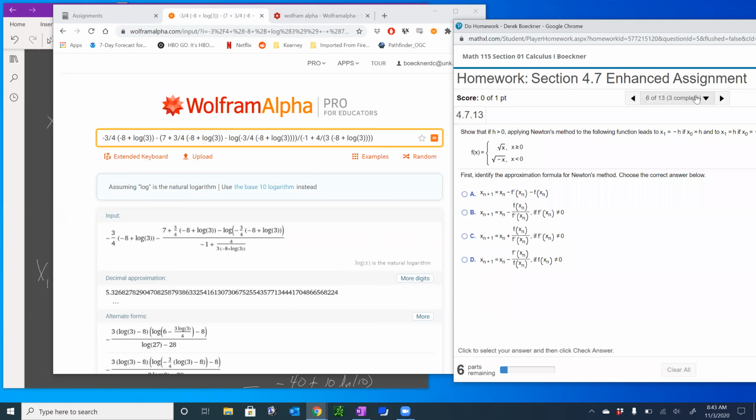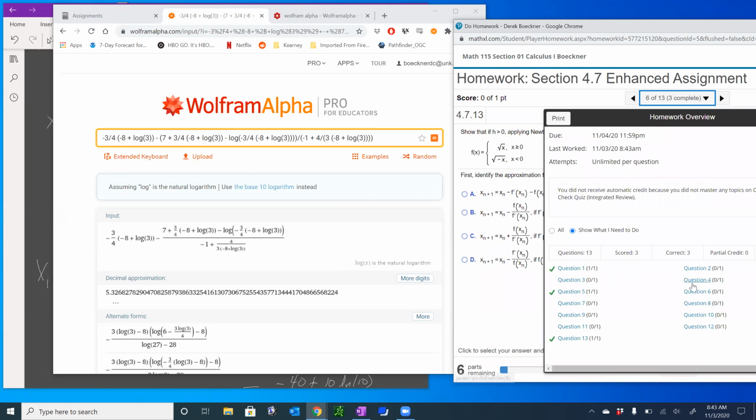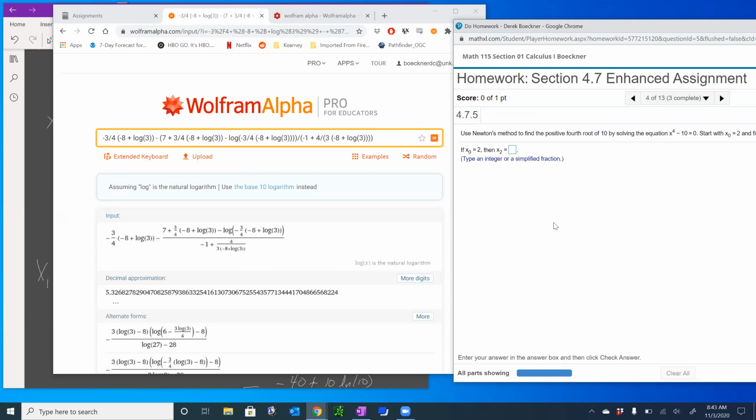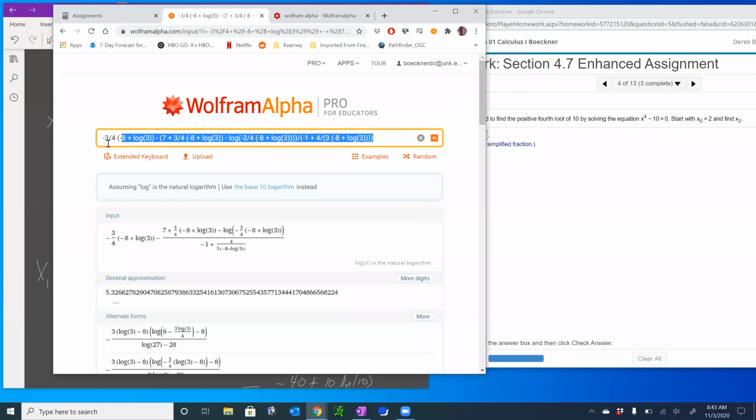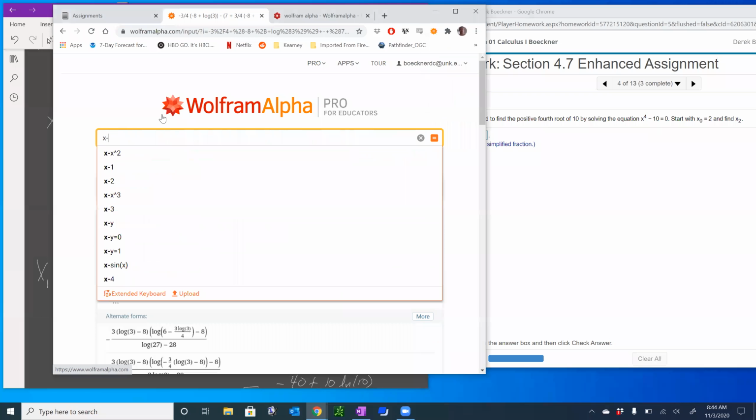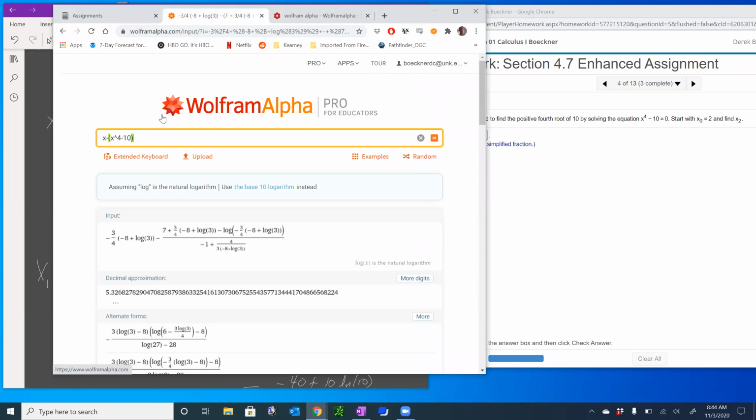Maybe. Use Newton's method to find the positive fourth root of 10 by solving this and starting with 2. So we're just going to do the exact same thing. And it wants us to find the second iteration. So Newton's method says put in the function up top: x to the 4th minus 10, divided by the derivative, 4x to the 3rd. And we're going to evaluate at x equals 2 to start with.